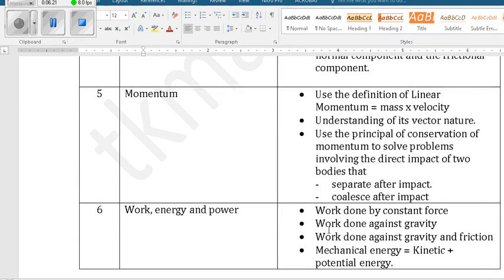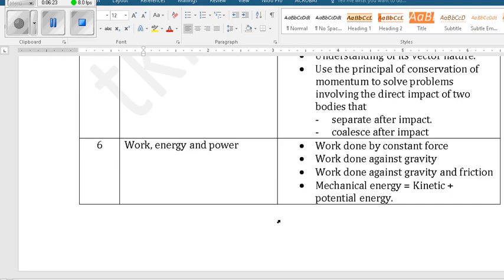Similarly, on work, energy, power, the complete set of video. So from the beginning till end, everything. So work done by constant force against gravity and friction. Mechanical energy is equal to kinetic plus potential. You need to know all this.